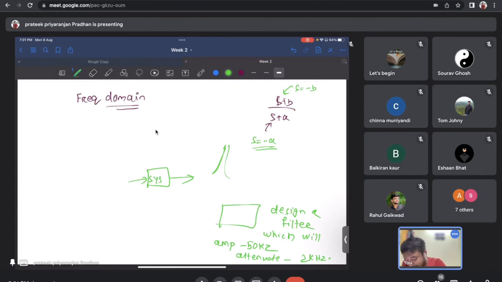You will just put your pole near 50 kilohertz in the pole-zero diagram of the system, and a zero near 2 kilohertz, so that any signal close to 2 kilohertz will be attenuated, and any signal close to 50 kilohertz will be amplified.